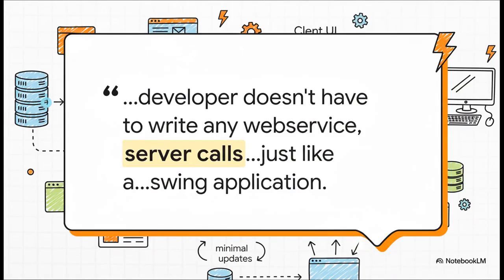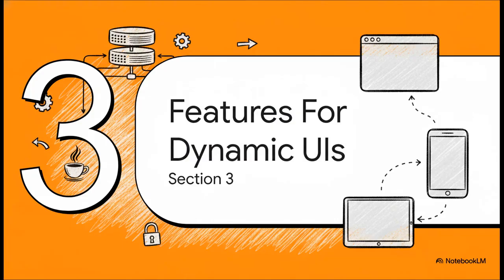And I love this quote from the developers because it just hits the nail on the head. You're not thinking about REST endpoints or AJAX calls. You're just writing code. You change a property on a UI object and it updates on the screen. For any Java dev who's ever worked with desktop frameworks like Swing, this should feel incredibly familiar and really, really powerful.